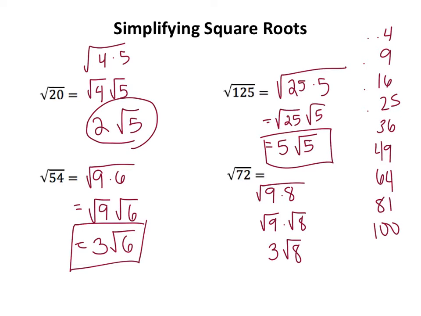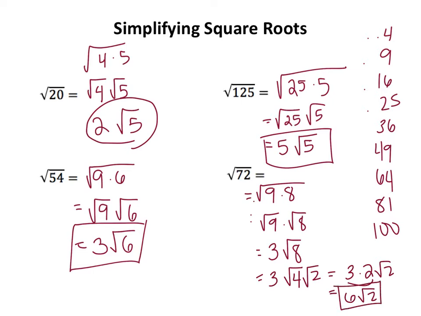So looking at this 8, I know that 8 is divisible by 4, right? So I can actually break this one up one step further. So this is equivalent to 3 times square root of 4 times square root of 2. Square root of 4 I know is 2, so we have 3 times 2 square root 2. From there, I'll just multiply 3 and 2 to get 6 square root 2.